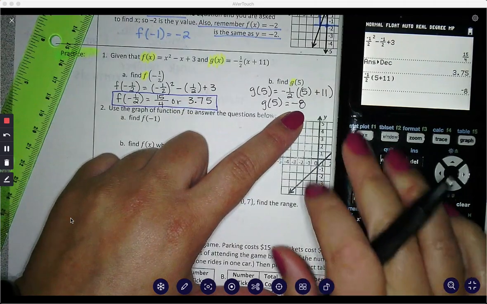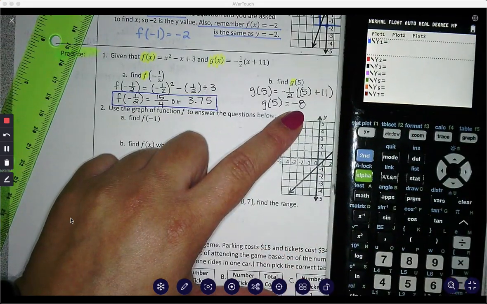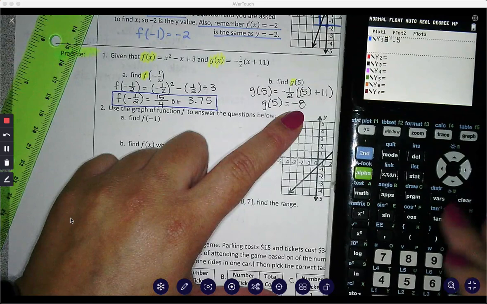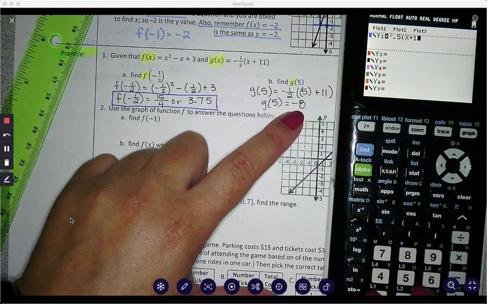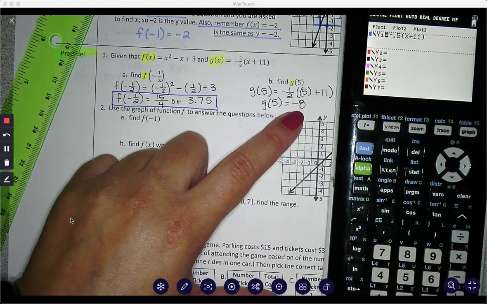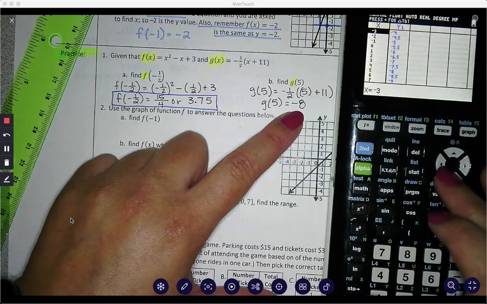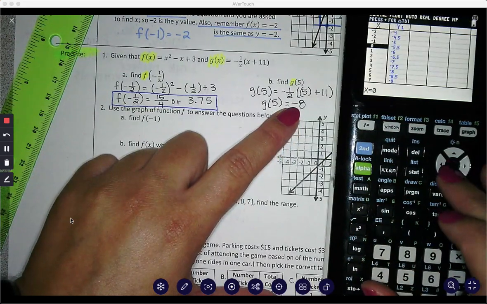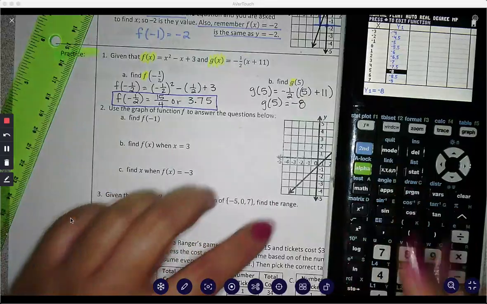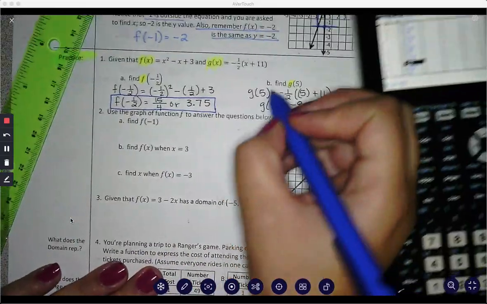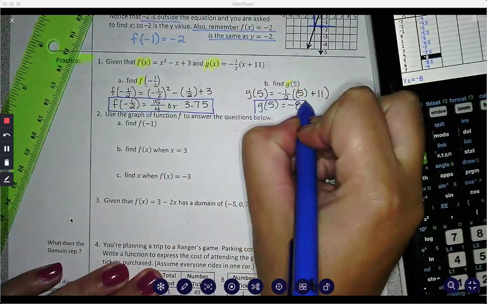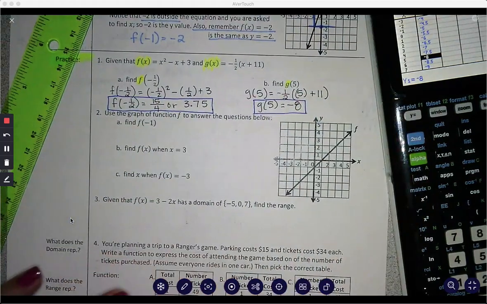Just to double check again, negative 0.5 times (x plus 11). Graph, we want to go to positive 5, negative 8. There's my answer.